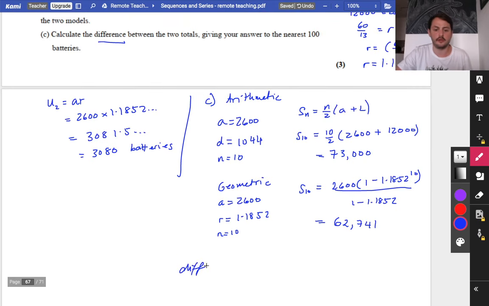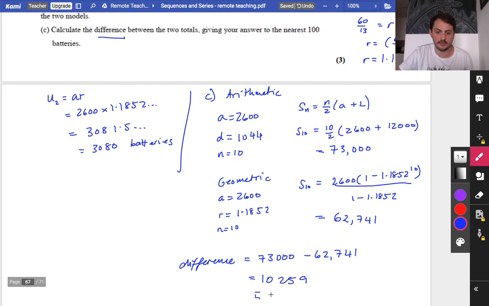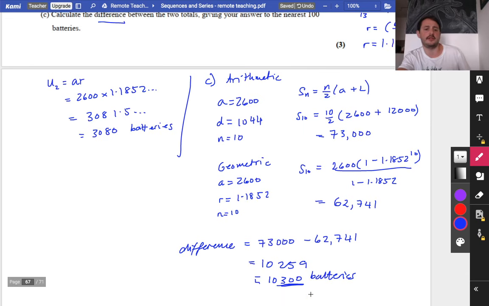He wants the overall difference to be to the nearest 100. So the difference is equal to the bigger one, which is 73,000, take away 62,741, and we want it to the nearest 100. So we get 10,259, which is 10,300 batteries to the nearest 100. That was not an easy question. Let's have a look and see how we did though.